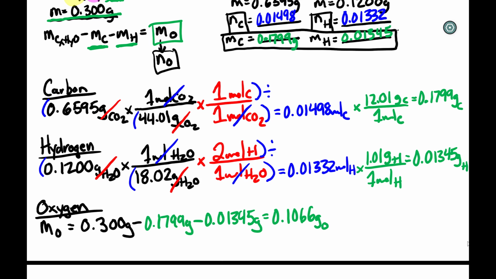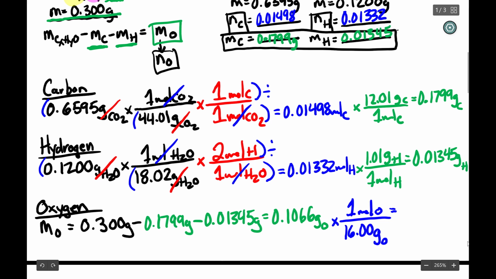So I got the grams of oxygen, but I need to have the moles of oxygen to compare the moles of the 3 elements to one another. So another step we have to do is now convert this into moles of oxygen. So using the molar mass of oxygen, I know that there is 16.00 grams of oxygen in every 1 mole of oxygen. Now, if I type that in my calculator, I get a value of 0.00666 moles of oxygen.